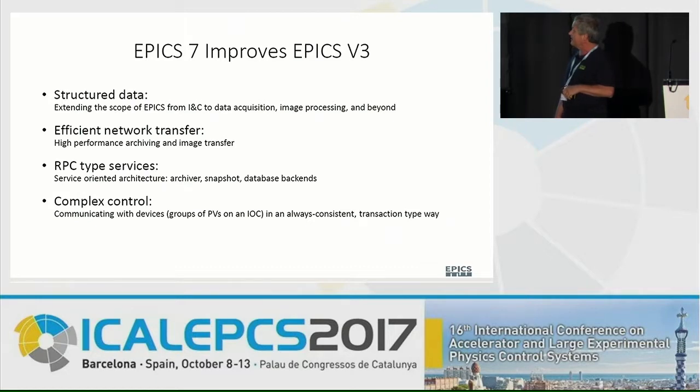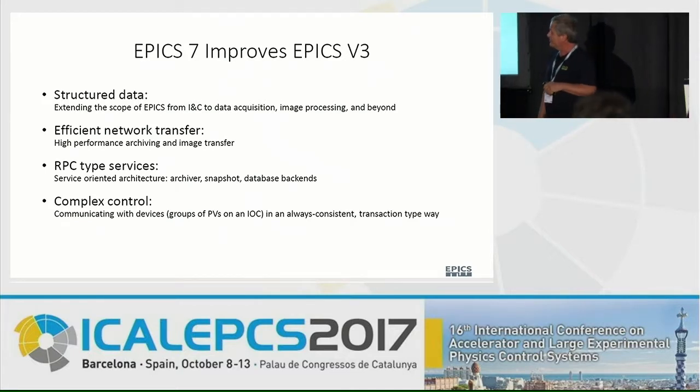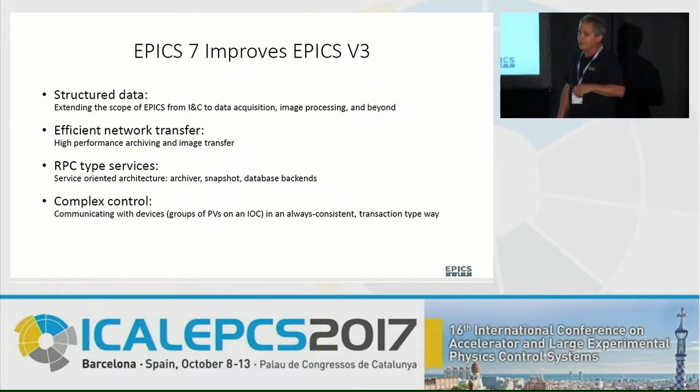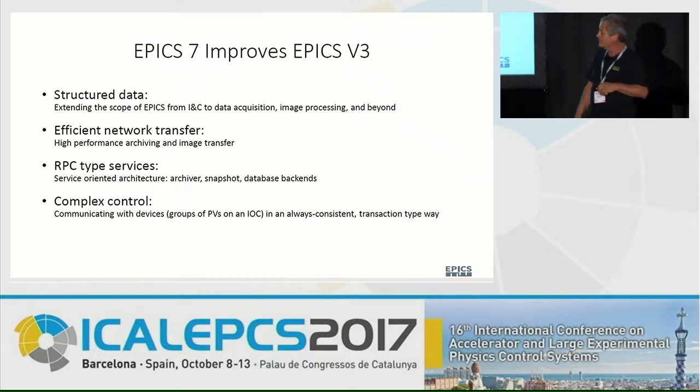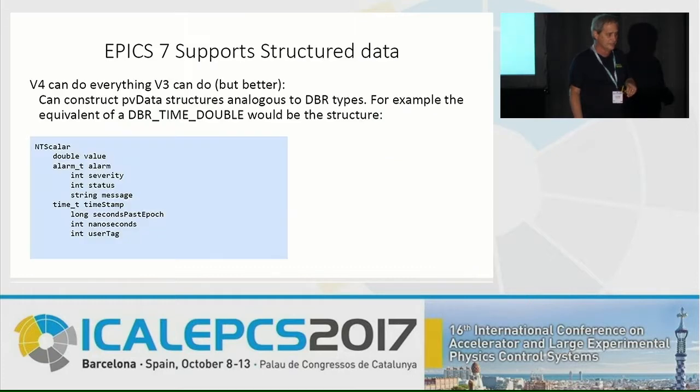So the structured data allows you to extend EPICS from an instrumentation and control to data acquisition, image processing, and beyond. We have efficient network transfer for high-performance archiving and image transfer, RPC-type services for service-oriented architecture like archiver, name server, data indexing. And we can do more complex control because now when we go to an IOC, we're able to take over multiple lock sets and coordinate puts or gets to a set of instrumentation.